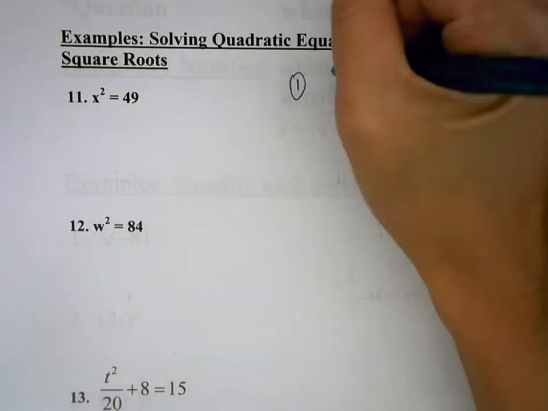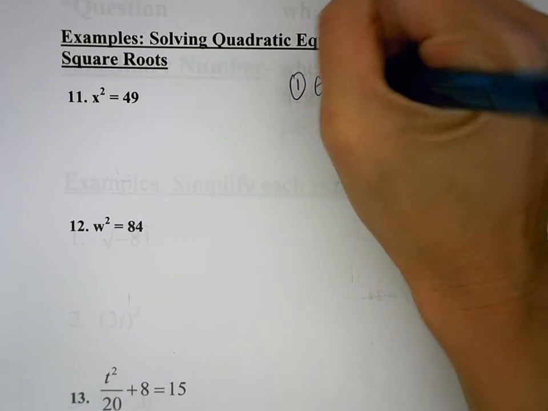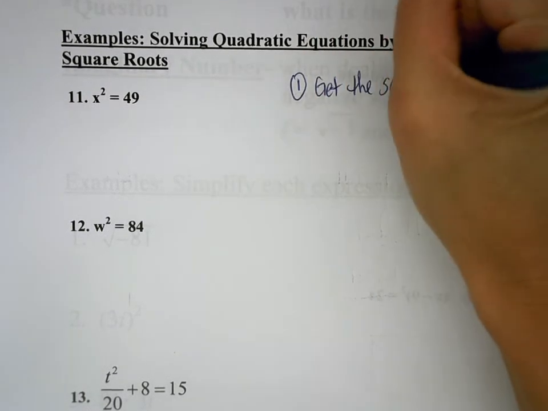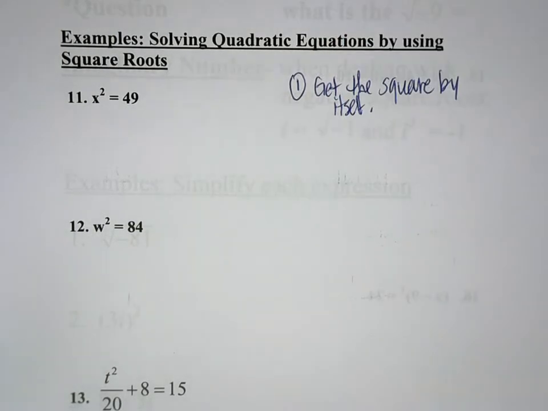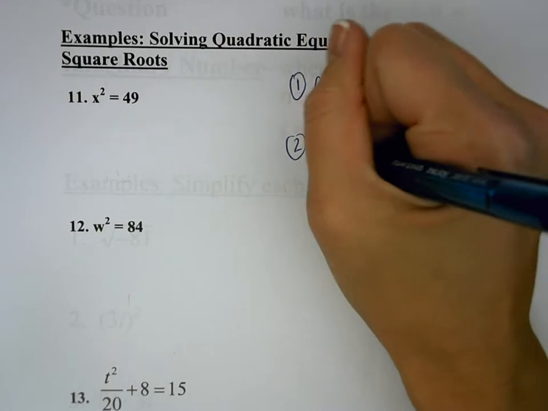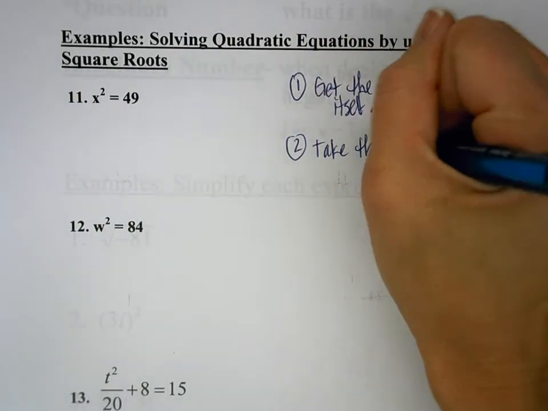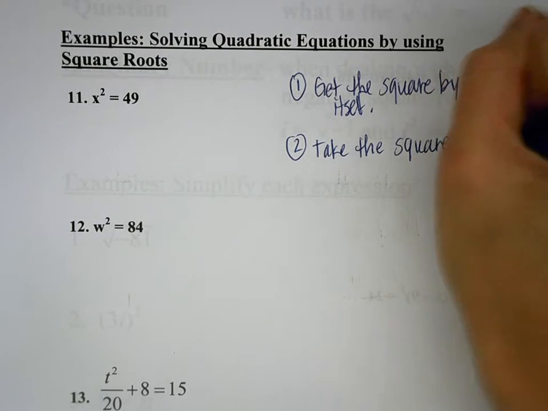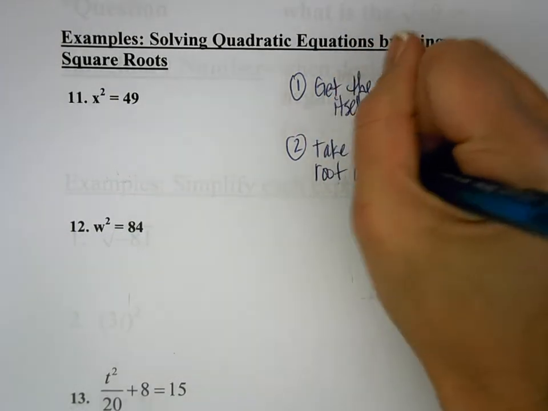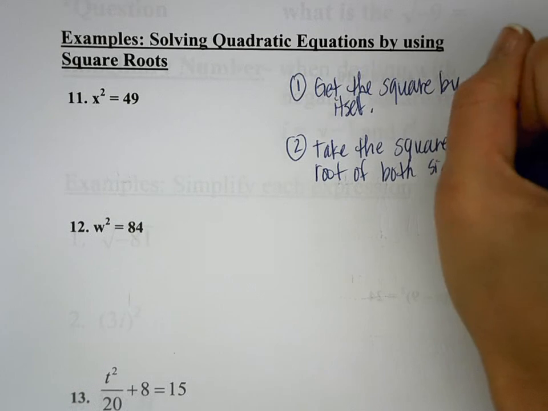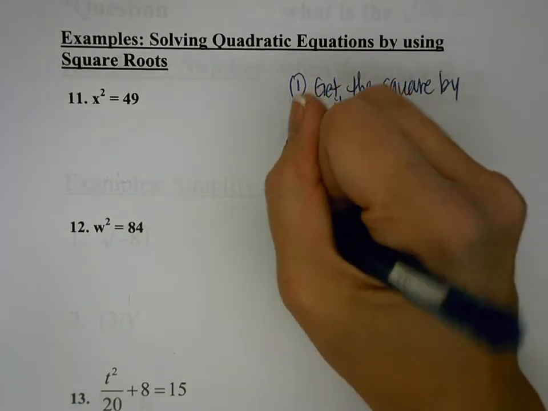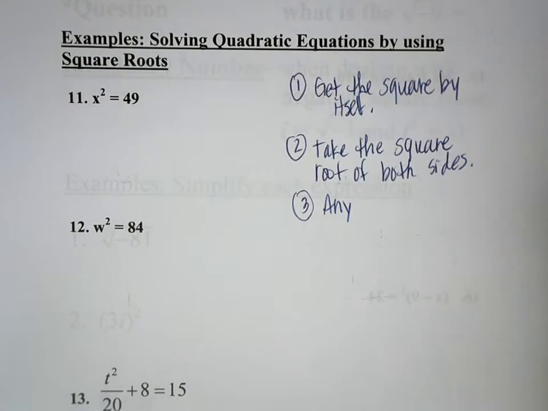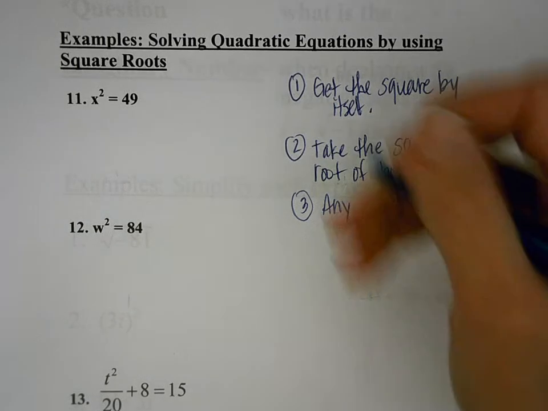Step 1, you want to get the square by itself. Step 2 is to take the square root of both sides. And step 3 is that anytime you take the square root of both sides, the answer is plus or minus, meaning you get 2 answers, okay?